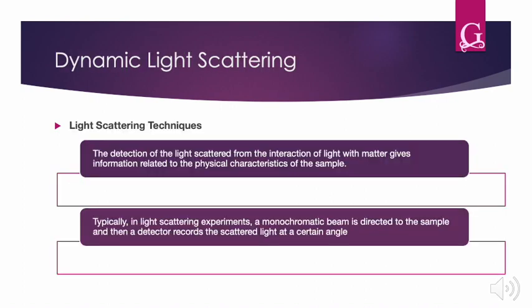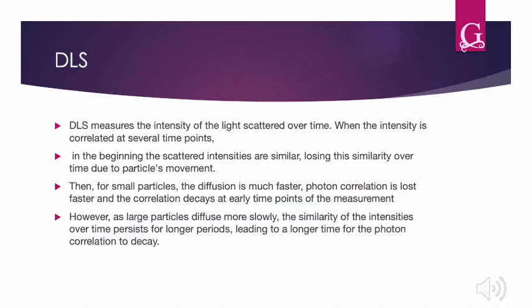In general, dynamic light scattering بيكون بالطريقة هي اللي هو detection of the light scattered from the interaction of light with matter gives information related to the physical characteristics of the sample. Typically, in a light scattering experiment, a monochromatic beam is directed to the sample, and then a detector records the scattered light at a certain angle. Dynamic light scattering measures the intensity of the light scattered over time, when the intensity is correlated at several time points.